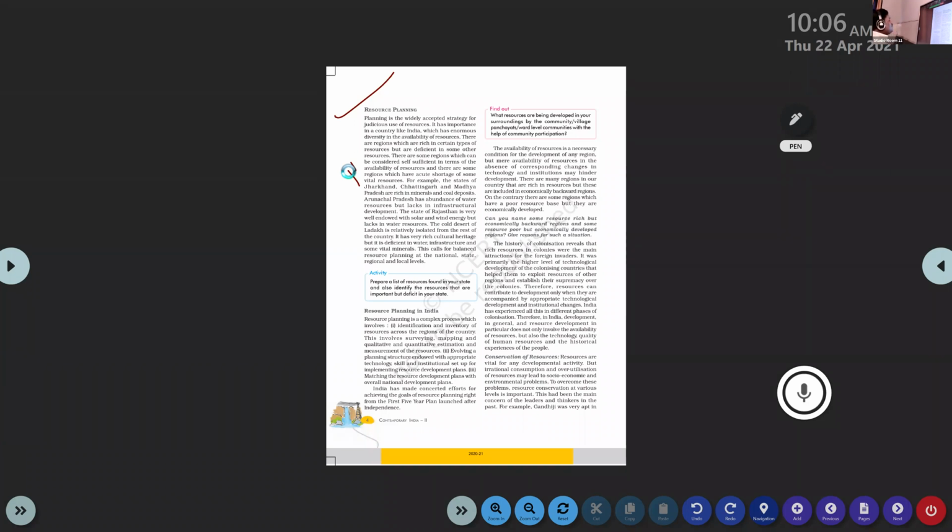The cold desert of Ladakh lacks infrastructural development. The state of Rajasthan is very well endowed with solar and wind energy, but lacks in water resources. We discussed that, right? In Rajasthan, wind and solar energy is there, but they are facing a problem with what? Water resources.